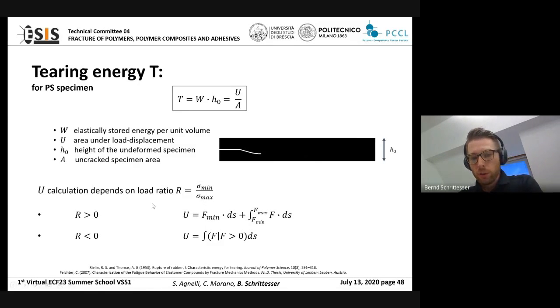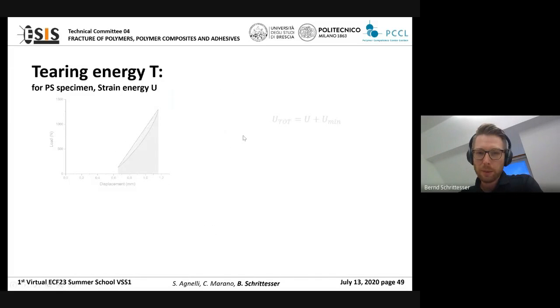Then we also have to consider for our tests and also for material performance this load ratio. This load ratio is more or less the minimum stress divided by the maximum stress. If this load ratio is bigger than 0, then we have to use this equation for the calculation of the area under load displacement. If it's below 0, then we have to use another equation to calculate this area under load displacement.